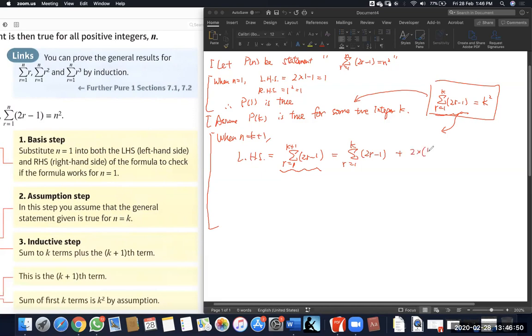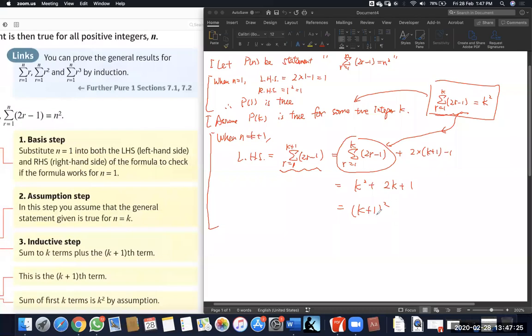Plus 2 times k plus 1 minus 1. Do you know what I'm doing? Yeah, because you do the summation from 1 to k plus 1. So this is the summation from 1 to k and then plus the term k plus 1, the k plus 1 term. And then for this one, you can use your assumption, and you put k squared here. And then you need to simplify this formula. Oh, it's not difficult. It's k plus 1 squared.